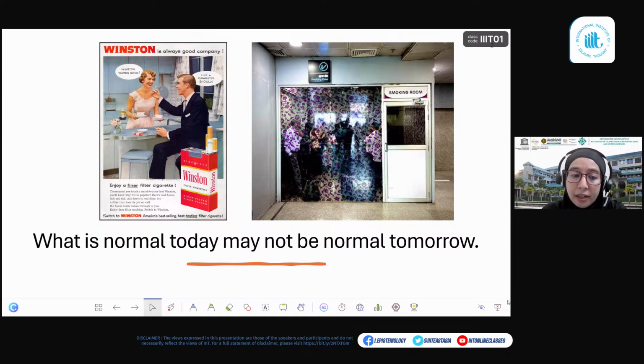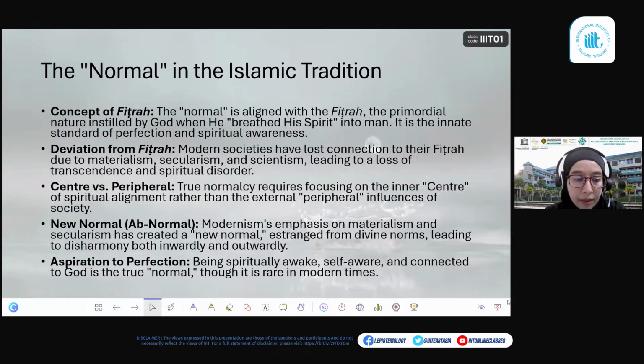But today, smoking is recognized in many countries in the world as a major health hazard, with strict regulations and anti-smoking campaigns that even make smokers feel at times discriminated against. This shift raises an important question to all of us today. If societal norms are this fluid, can they truly be a reliable standard for defining normalcy? So I would like to invite you to learn about normal in the Islamic tradition.